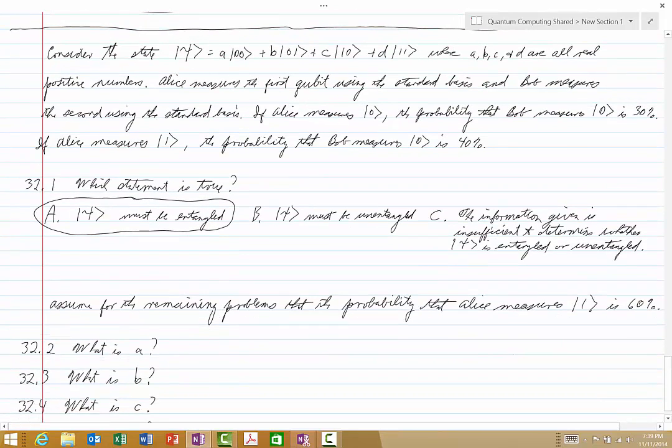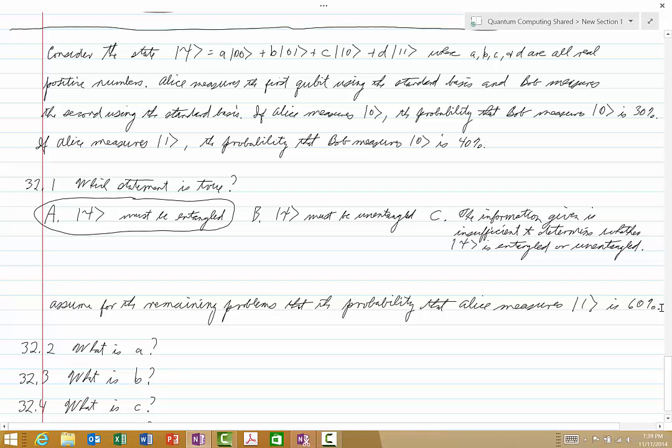Now, for the rest of this problem, we are given one more piece of information. The information we've had so far is still true, but now we're given one more piece of information, which is to assume for the remaining problems that the probability that Alice measures 1 is 60%.